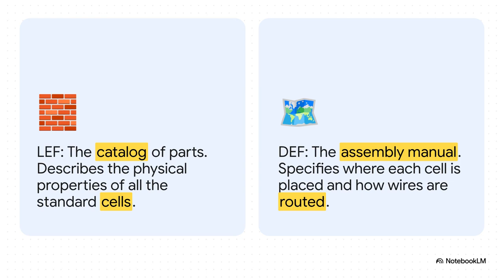The easiest way to think about it is with Legos. The LEF file is your catalog of all the different Lego bricks you're allowed to use. It describes the physical shapes and sizes of all the standard parts. The DEF file, on the other hand, that's the instruction manual. It tells the factory exactly where to place every single one of those millions of bricks and how to route all the tiny wires to connect them.